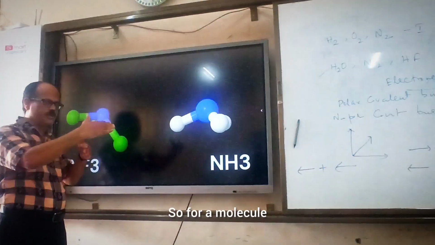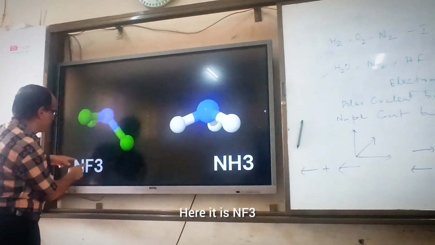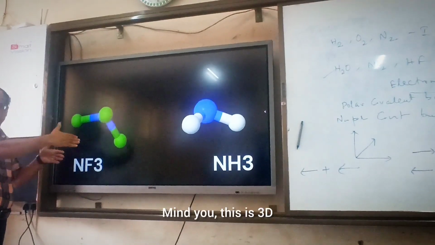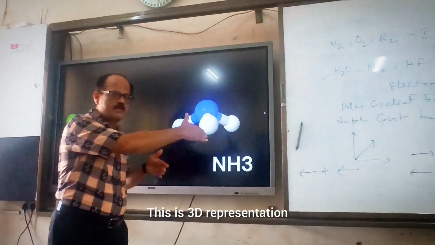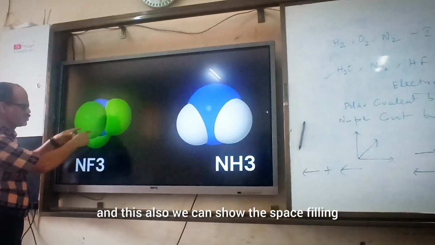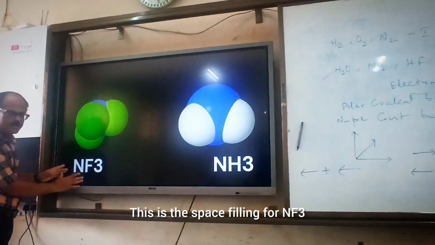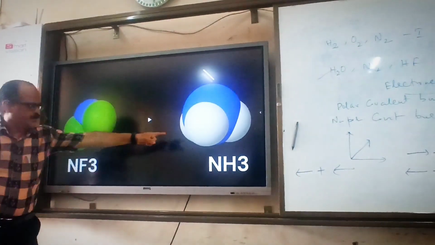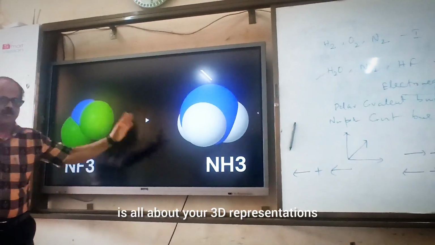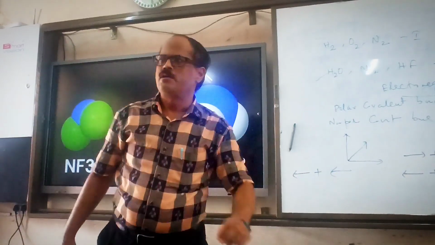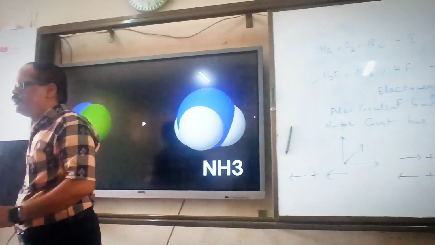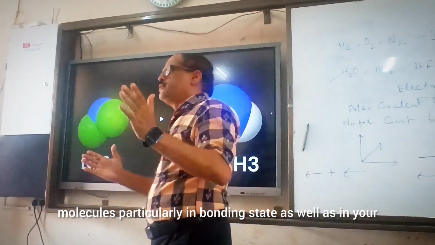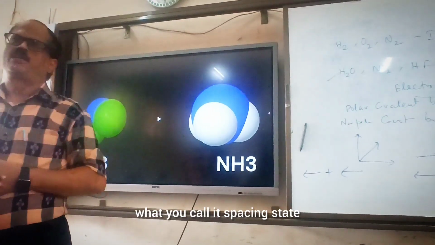So for a molecule, 2 types are represented. Here it is NF3 in bonding pattern, and it is 3D. Mind you, children, this is a 3D representation, and we can also show the space filling. This is the space filling for NF3. This is all about your 3D representations, and we have seen molecules in 2 states, in bonding state as well as in space filling state.